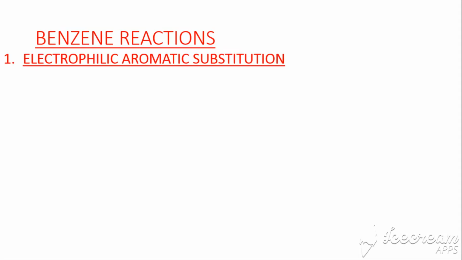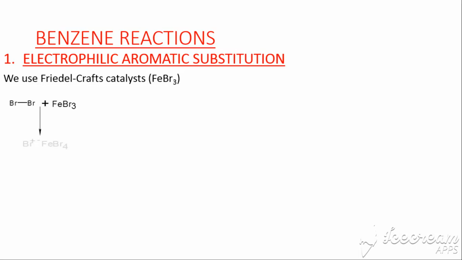For electrophilic aromatic substitution, we're going to use what we call a Friedel-Crafts catalyst. I've just put one there, which is FeBr3. This is what I'm going to use in this example. But it depends on what I want to introduce into my benzene ring. If I wanted to introduce chlorine, then my catalyst would be FeCl3. If I react my bromine molecule with this catalyst, I'll get this complex.